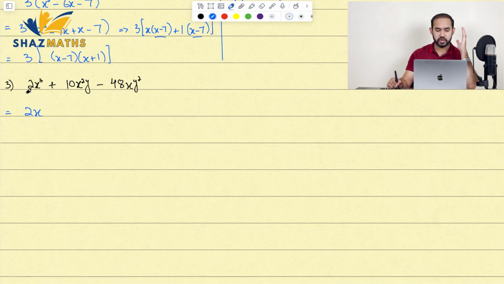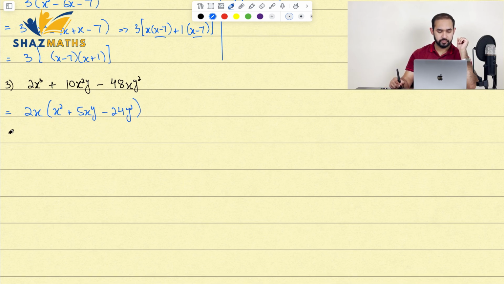Because this first term does not have y, y will not be common in all of these three terms. So inside the bracket, I'll be left with x squared plus 5xy minus 24y squared.